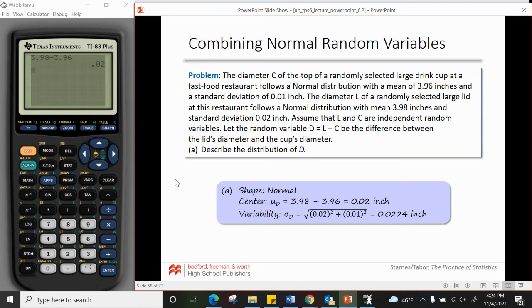And then to find the variability, remember we don't subtract, we add their variances. So 0.02 squared plus 0.01 squared. Then take the square root. That's 0.0224 inches.